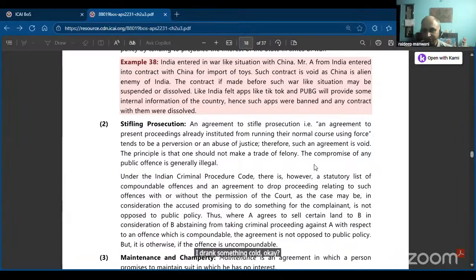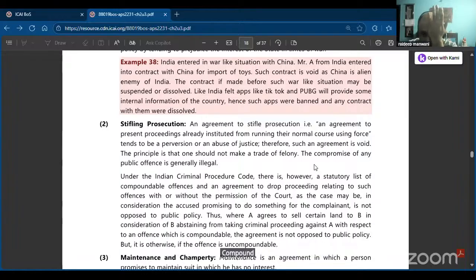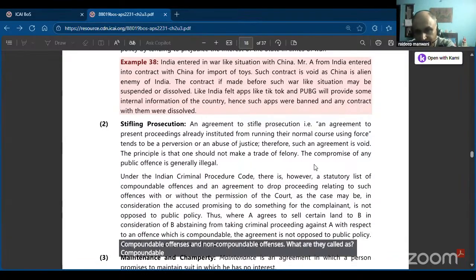All offenses are divided into two categories. All criminal offenses are divided into two categories. What are the two categories? Compoundable offenses and non-compoundable offenses. Compoundable offenses are minor offenses for which you can get bail, very easy bail.